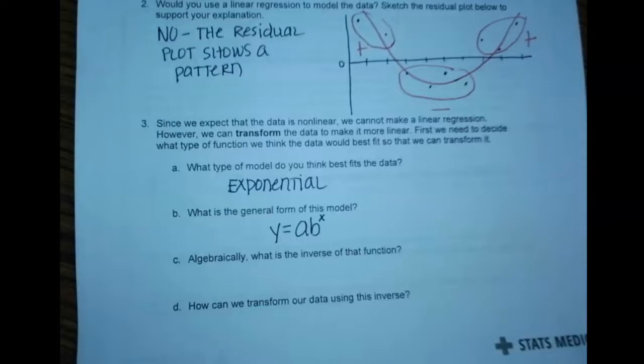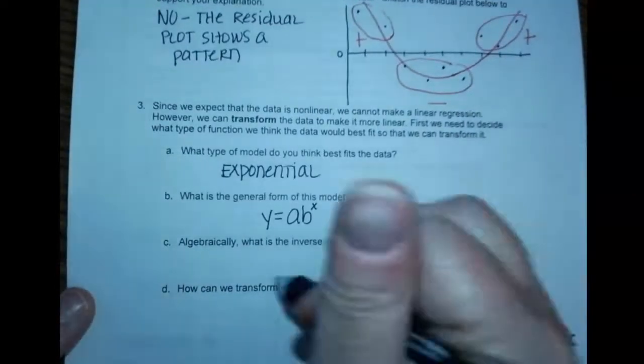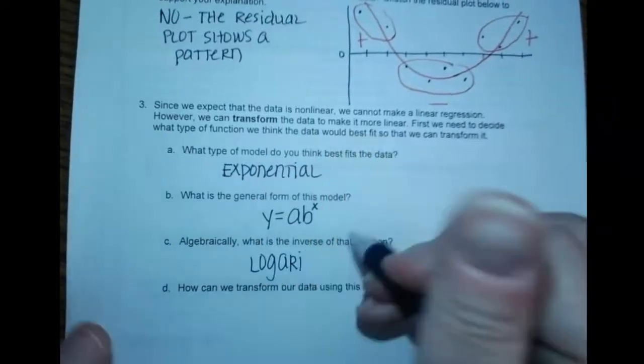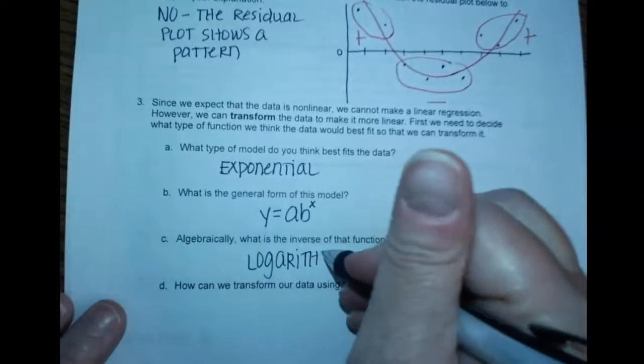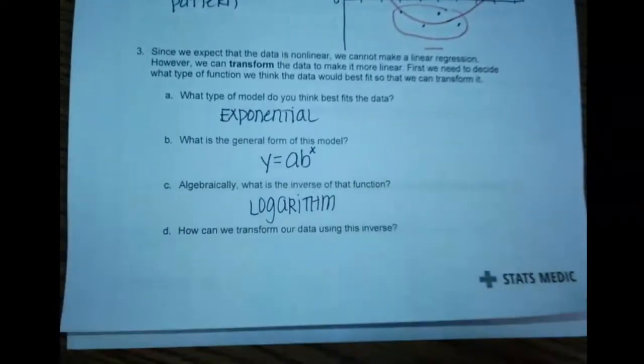Now, algebraically, what is the inverse of an exponential function? This is what you did in Algebra 2. The opposite of an exponential is a logarithm. So if you want to undo an exponential, you need to take a log. Okay, don't panic. Usually this stuff is just given to you. You don't have to come up with any original here. Transformation model will be given to you.